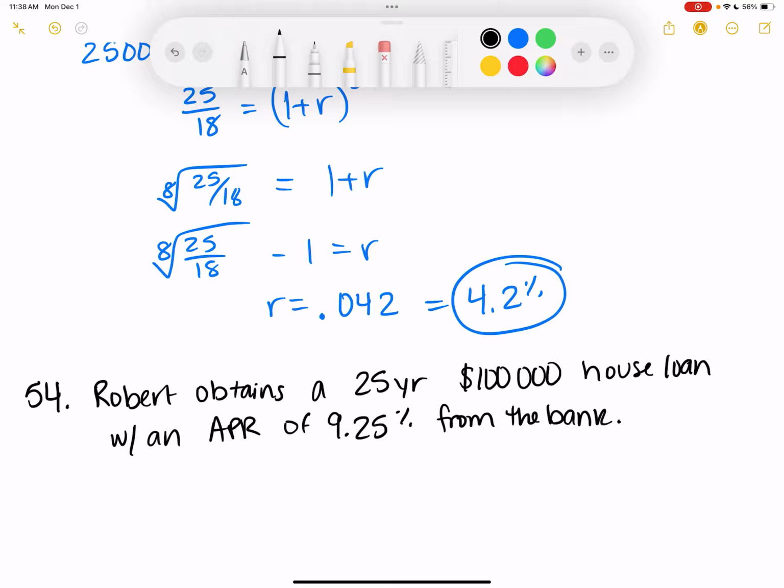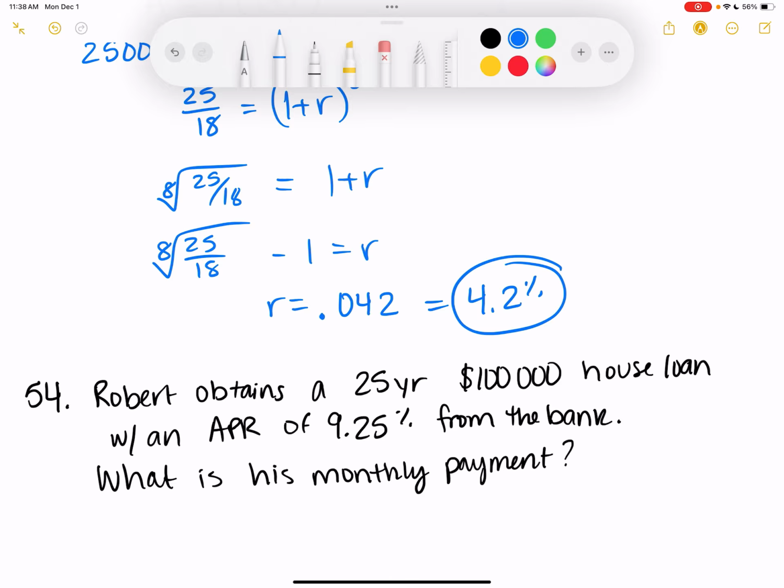So from the bank, what is his monthly payment? So is this a compounded monthly question? No, it's a present value problem because I presently owe $100,000. Because it's a $100,000 house loan, that's how much money you have to pay back. And we want to know what the monthly payment is, which is our big R.